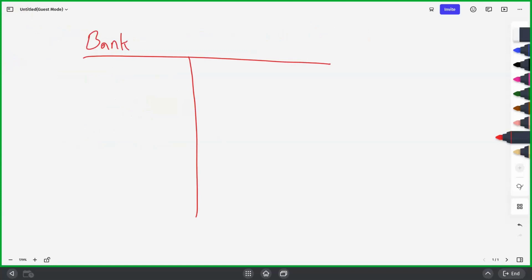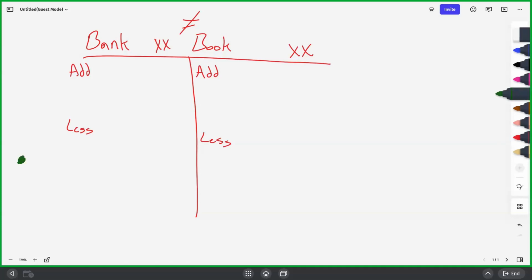Now, do they both have a starting value? Yes. We have this beginning value that we want to work towards. The big reason why we do bank reconciliation is because they do not equal, and we need to fix that. So we either add or subtract certain items. We're going to pick green for the bank.